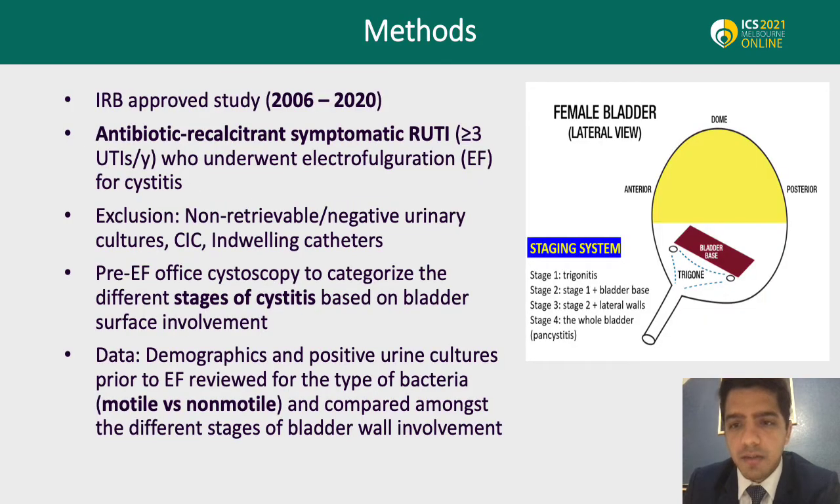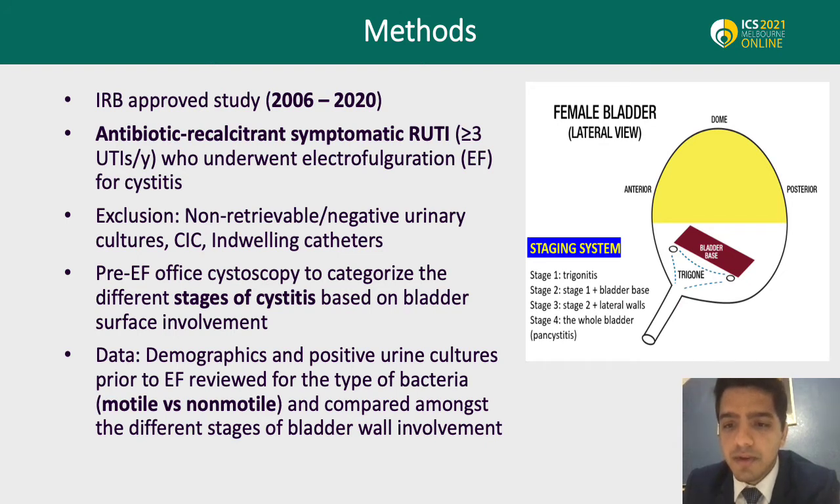This was an IRB-approved retrospective review conducted between 2006 and 2020 of women with antibiotic recalcitrant recurrent urinary tract infections, defined as 3 or more in 1 year, who underwent electrofulguration for cystitis. If they did not have pre-fulguration cultures, had unretrievable or negative cultures, or catheter-related urinary tract infections such as CIC or indwelling, they were excluded from the study.